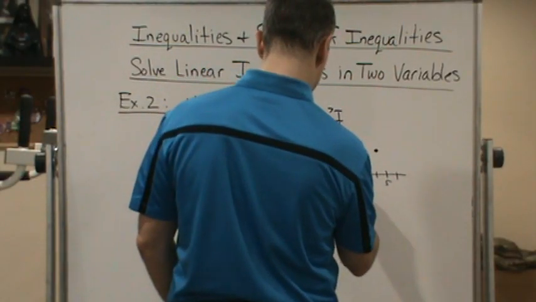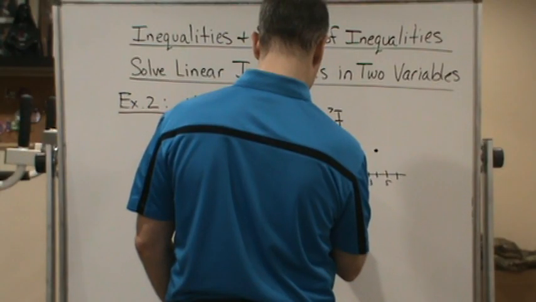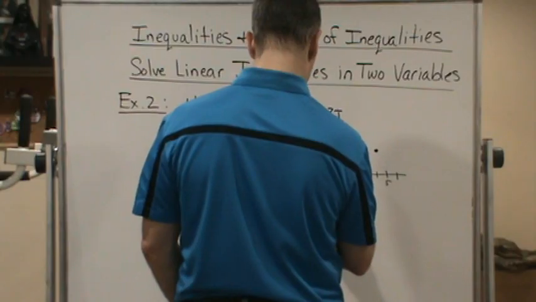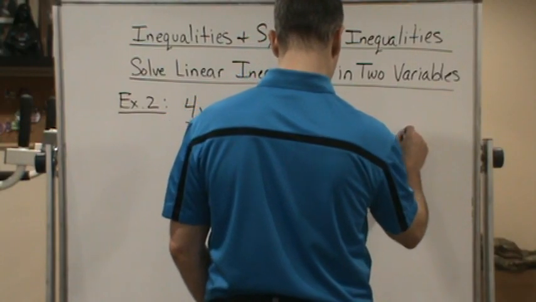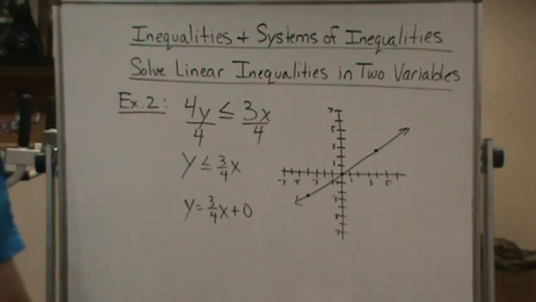If you want a third point, it'd be down 3 to the left 4, so it'd be somewhere right here. So our line does this, and it's solid. Okay, so there's our line.